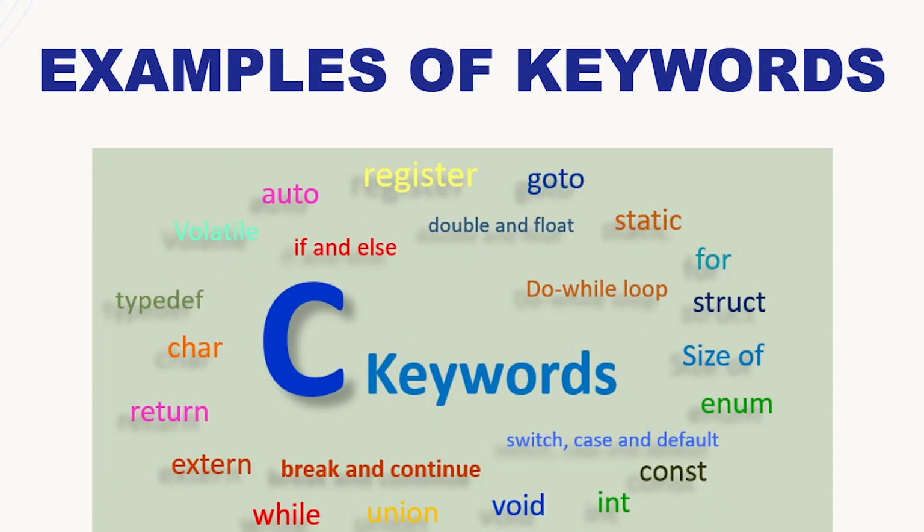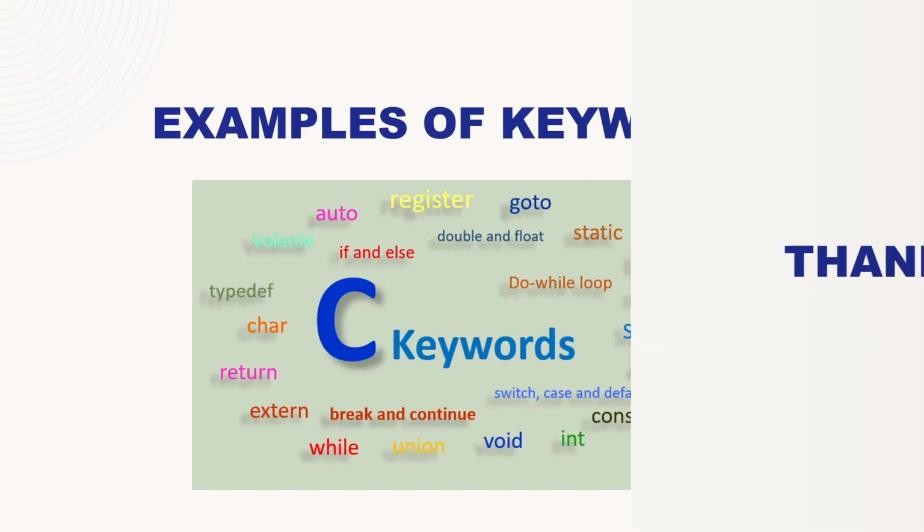These are some examples of keywords: char, which is used to store a character. While, which is one of the looping statements. Return, if and else, which is also a conditional statement. Double and float, which are data types. For, a looping statement. So these are the examples of keywords.